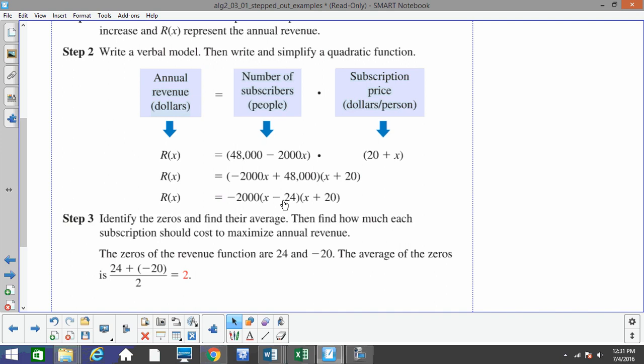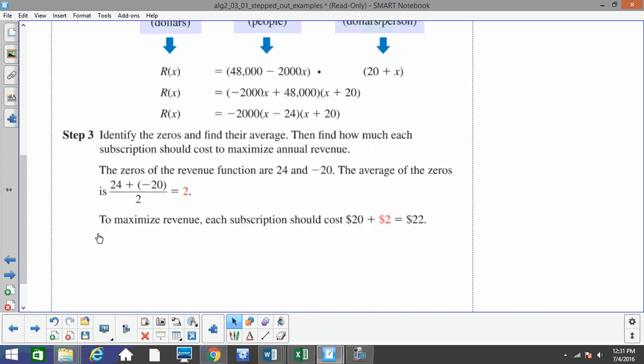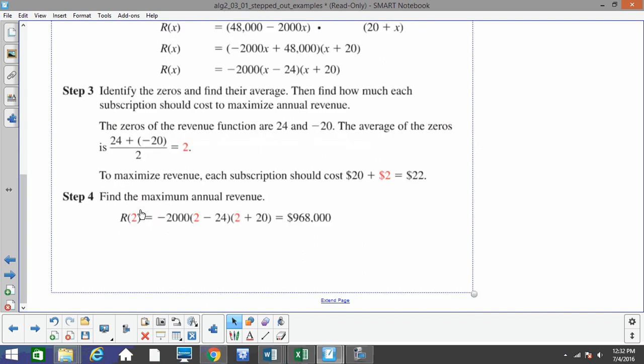So we know our intercepts are at 24 and at negative 20. The maximum or minimum is going to be in between those, which is 2. So that means that you're going to have 2 price increases of $1 each, or $22. Now we need to find the maximum annual revenue. You plug that 2 in, get 968,000.